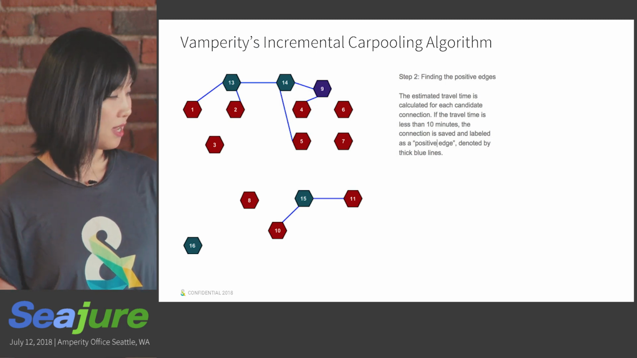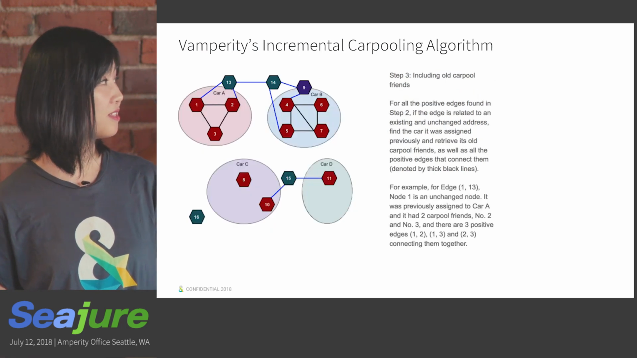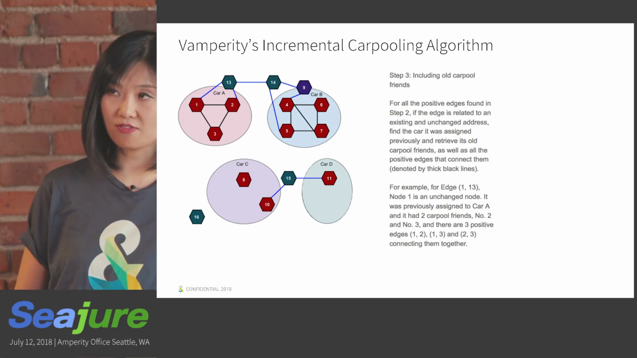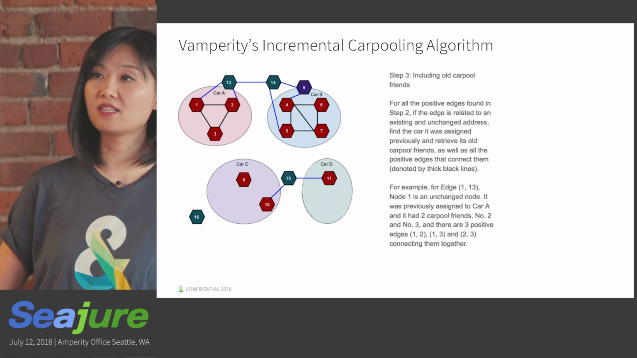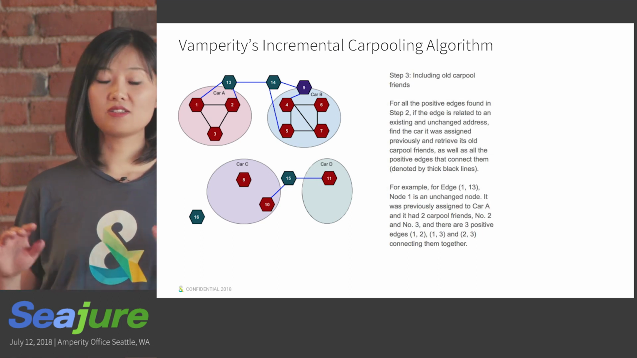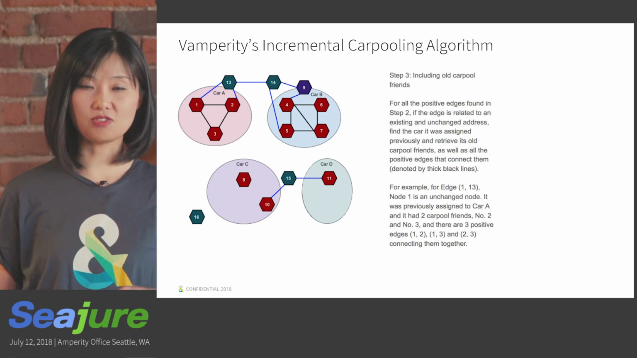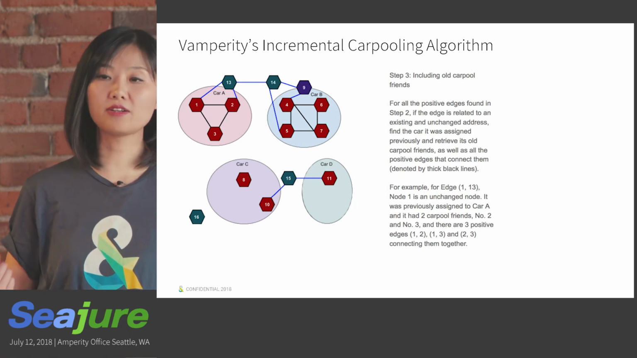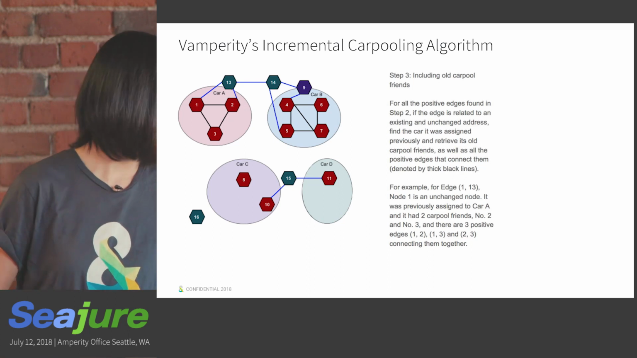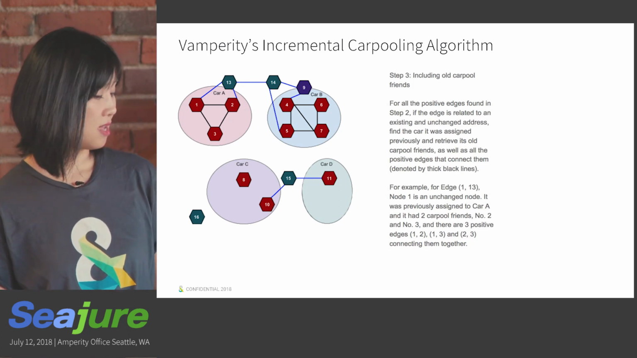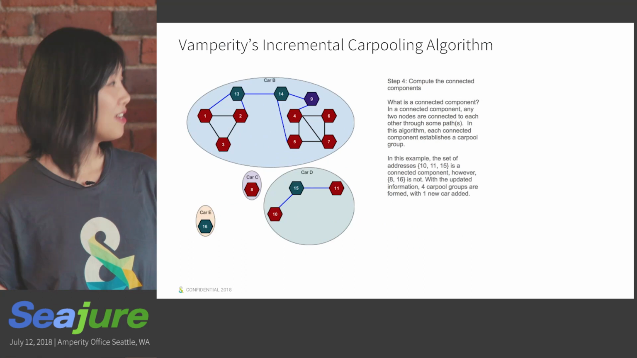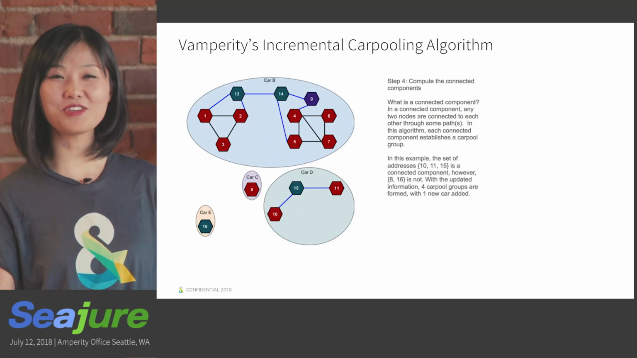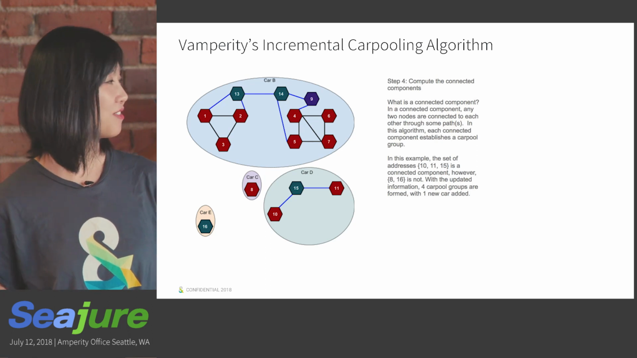So you have this. And the next step is quite unique. For every positive edge you discovered, if it's related to any existing and not changed addresses, you need to find which car that was assigned to and pull out all the old carpool friends. So now we have all these carpool friends. And then they run the connect, the unify, find the connected component, and you have this.